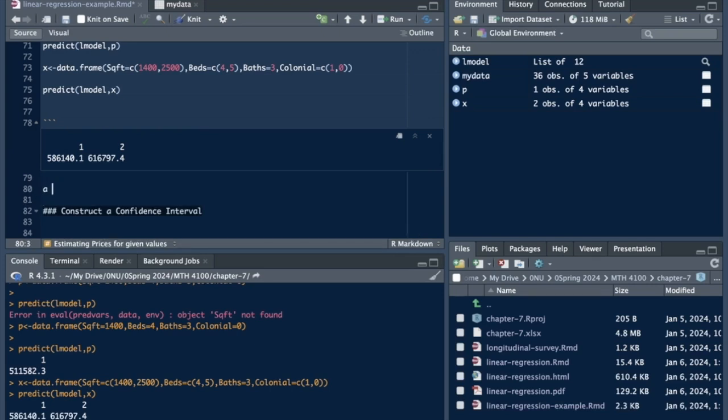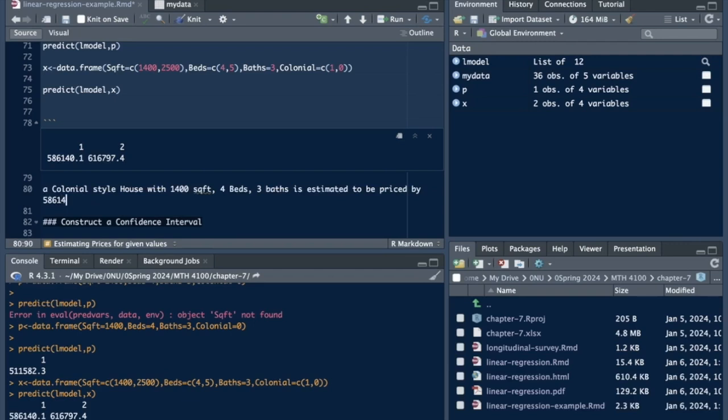So you can say a house with 1,500 square foot, 4 beds, 3 baths, and a colonial style, or we can say a colonial style house with this is estimated to be priced at $586,142.40. If you'd like to use a dollar sign, be careful. Why? Because maybe it's going to give you an error. Put it into math context. How to put it into math context? Use $ before, $ after.